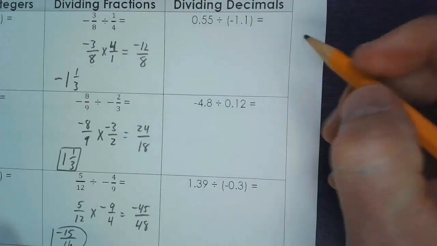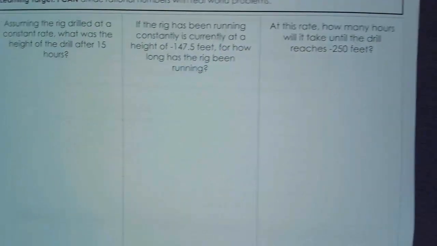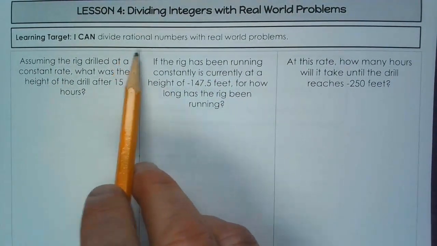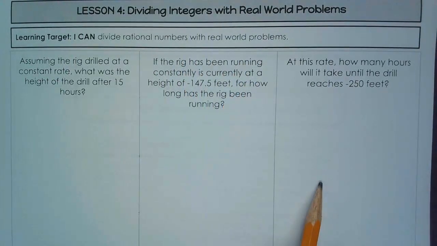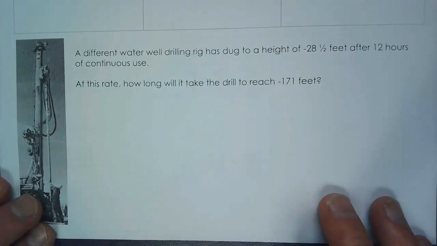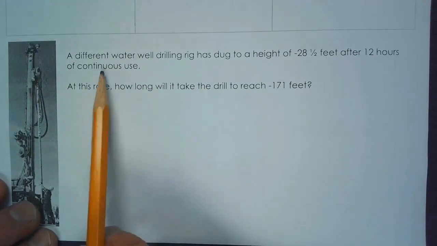Okay, so I'm going to have you do the dividing decimals on the decimal calculator. We're going to go to lesson 4, which are the word problems. Now, you see the I can statement, divide rational numbers with real world problems. There's 3 examples up here at the top, but you have to come down to the bottom and do this section first. It's all related together.